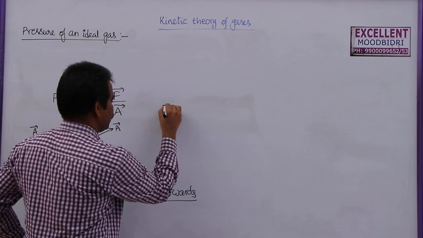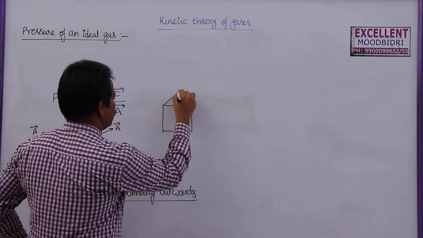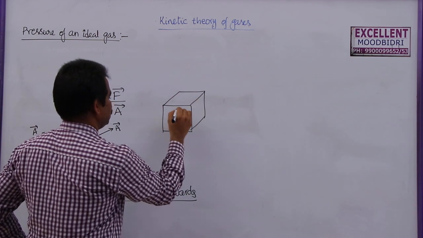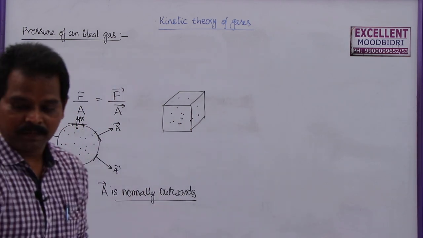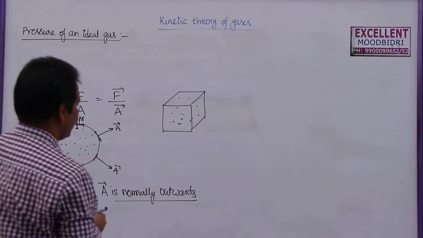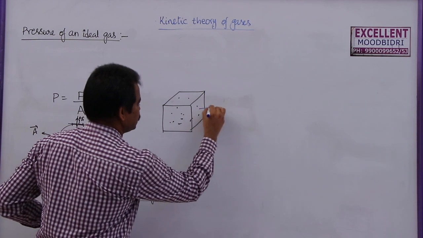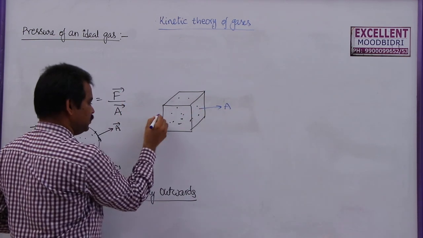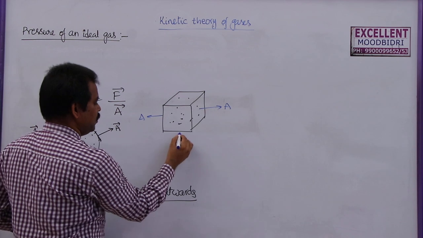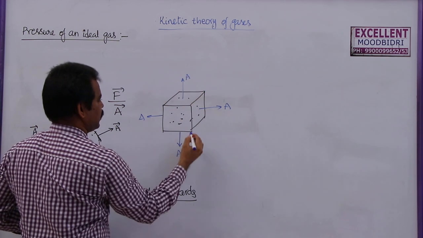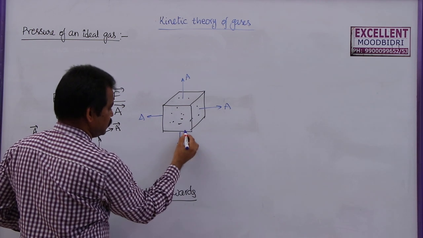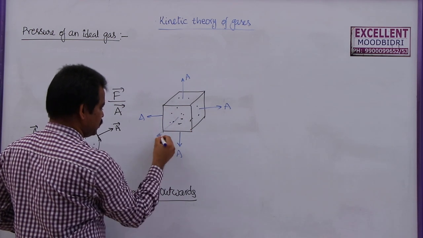Suppose you take a gas in a container, so this container is filled with a gas. So what are the area vectors for this one? The area vectors are given by this side. For this surface, this is the area vector. For this surface, this is the area vector. For this surface, this is the area vector. For this surface, this is the area vector. And at the bottom also it is given. And for this one, this is the area vector.